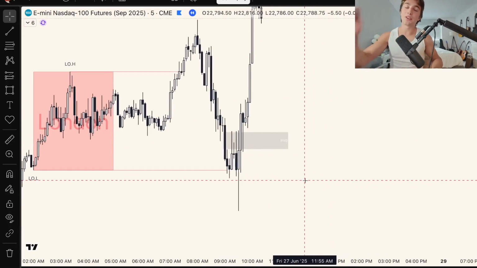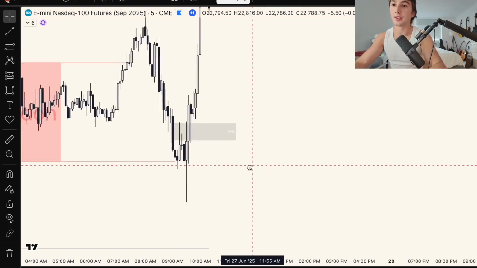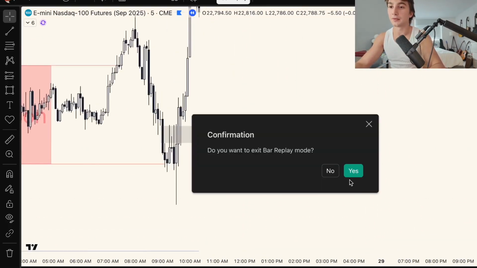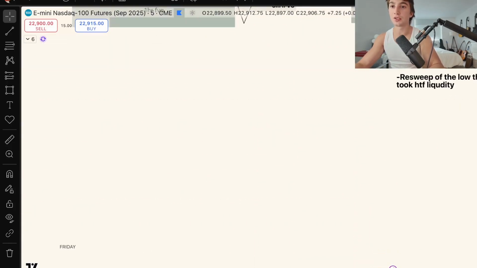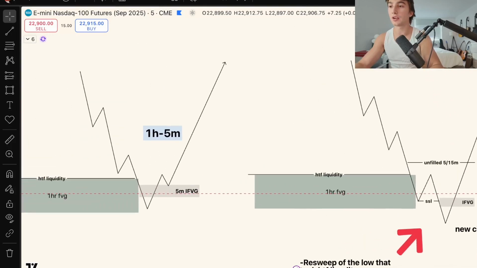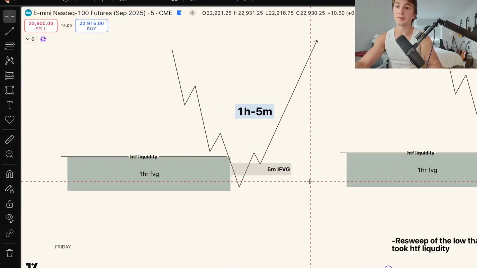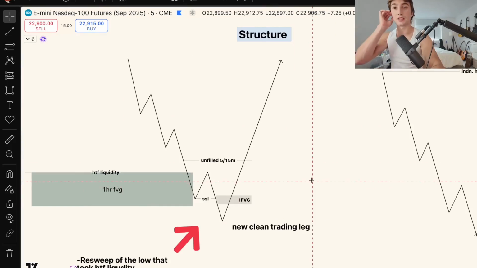I guess the biggest thing you need to take away from this is that hourly to 5 minute. And if you don't have clean enough structure after hitting a high time frame PDA array, wait for the resweep so you have a clean leg to take an inversion off of, or wait for a 5 minute inverse. This is the best way I can put it.